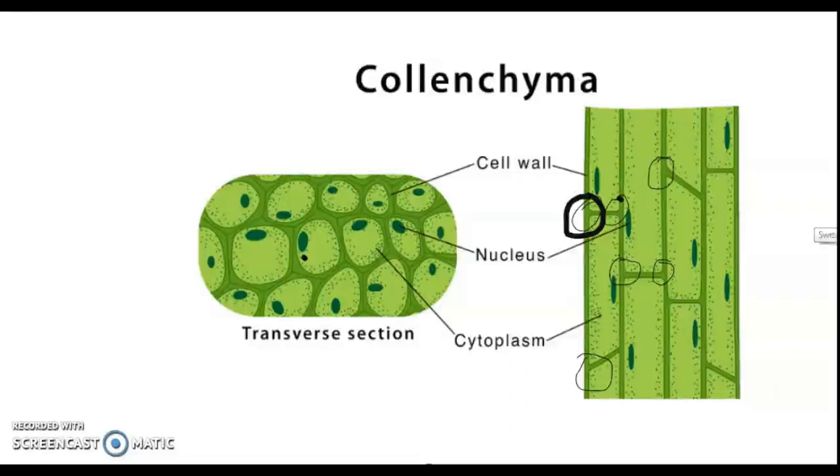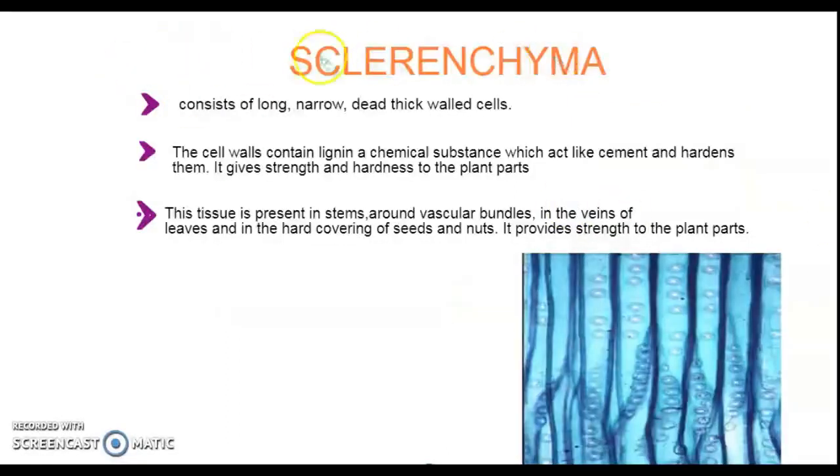Now, which is the next one? Yes, this is sclerenchyma. Sclerenchyma cells are long. As you can see over here, they are long and narrow. They are narrow, but they are dead. So, this is the difference. As you had seen earlier, in simple permanent tissue, the parenchyma and collenchyma are living cells. But here, the sclerenchyma is a dead cell.